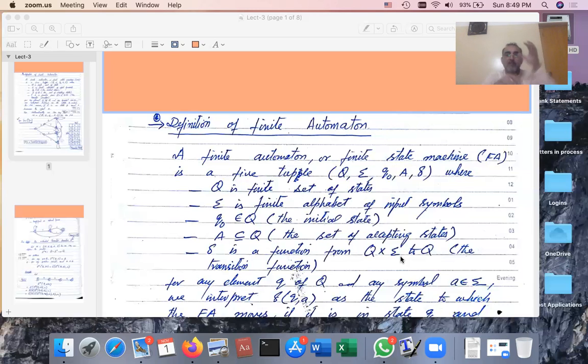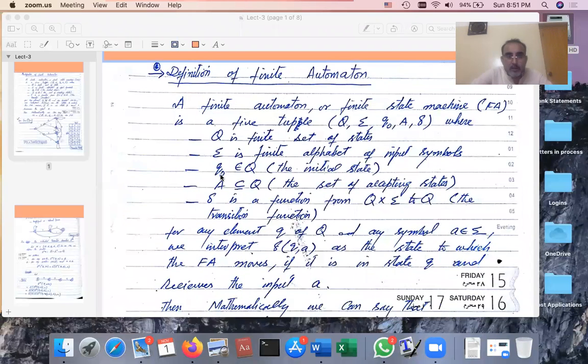And after applying some input symbol over a state, you will reach another state. That state is again a member of bigger Q, as you are seeing on this screen. That's why delta is a function from Q cross sigma to Q, and it is called the transition function. So this is something simple. Okay, let's start again. So delta is what? Delta is a transition function.